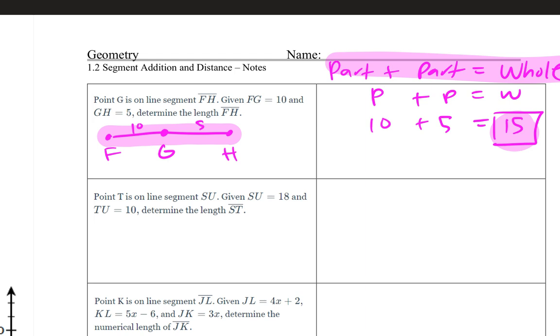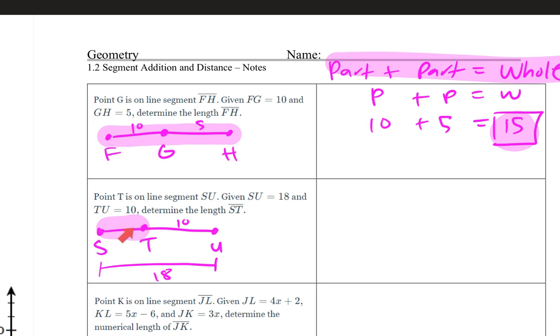It says point T is on segment SU, so let's draw that. SU. Okay, point T is on there. SU is 18. The whole thing is 18. TU is 10. Determine the length of ST. Okay, so I'm just going to highlight there. So some people would put 28, right? But if the whole thing is 18, then it can't be 28, right?